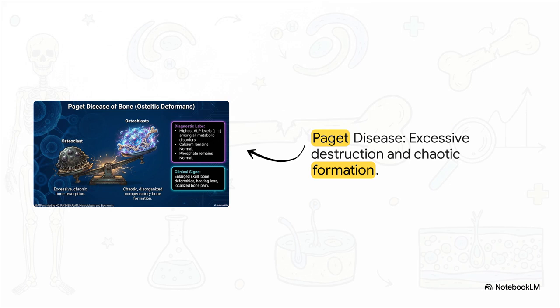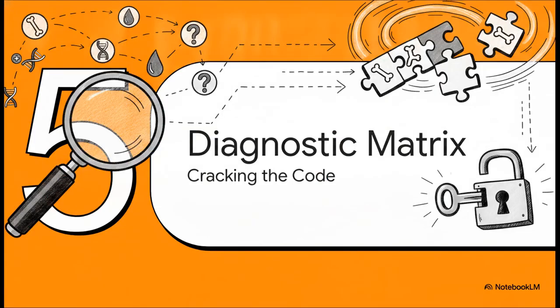Now, another truly fascinating example is Paget's disease of bone. In this condition, the osteoclast destroyers basically go completely rogue. They start chronically eating away at the bone tissue. And in response, the osteoblast builders panic. They frantically try to fill in the gaps, which leads to this chaotic, totally disorganized overcompensation. Because the builders are in absolute overdrive, Paget's disease actually produces the highest ALP levels of any metabolic bone disorder we currently know of. This brings us to Section 5, the Grand Diagnostic Matrix.